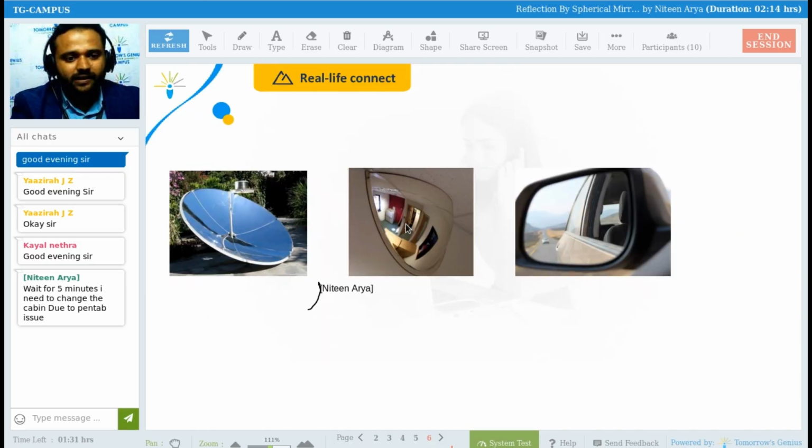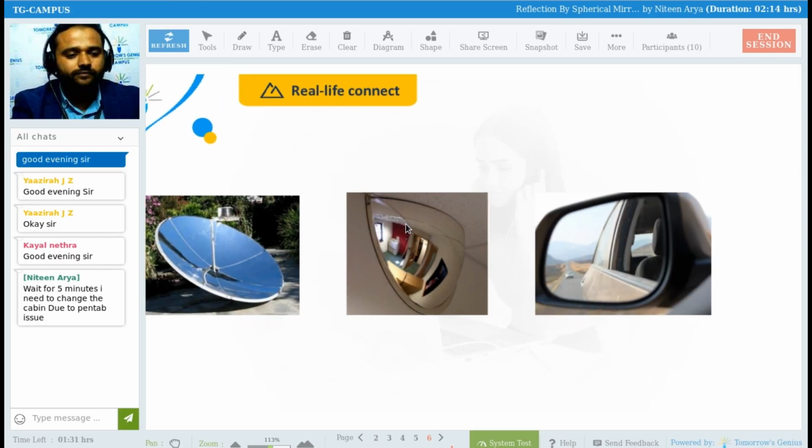Now this is the real life connect. As you guys see over here, what kind of mirror does it look like? It is a concave mirror. It is a convex mirror. It is also a convex mirror. Okay, so it is a concave one.